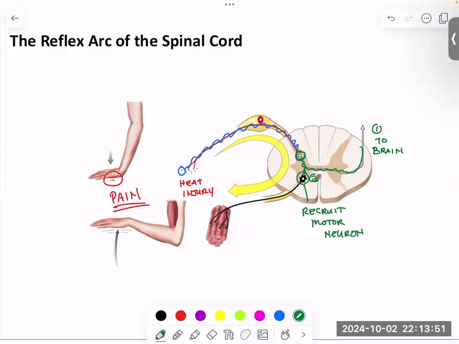Why? You have just hurt yourself. You've just burned yourself. You need to get away from whatever is causing the pain so you don't further injure yourself. So it's going to recruit a motor neuron so you can withdraw, get away from the pain.